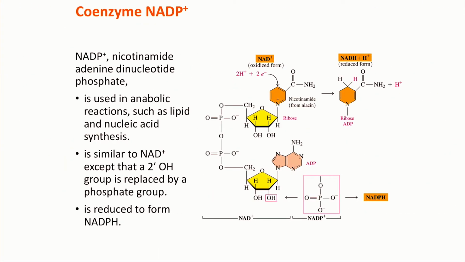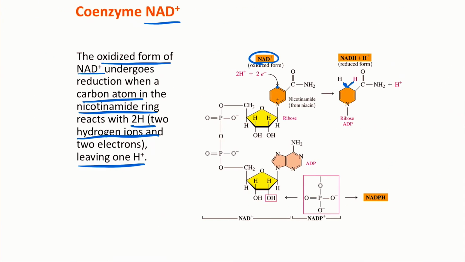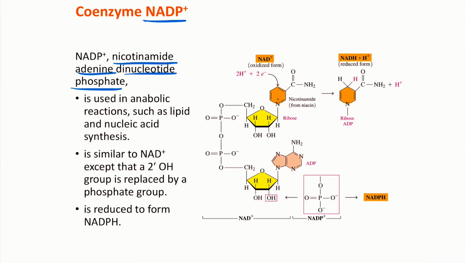Next you have NADP+. NADP+ is nicotinamide adenine dinucleotide phosphate. So the only addition here is that to the sugar you are adding an extra phosphate. This is commonly used in anabolic reactions, most commonly in lipid and nucleic acid synthesis. So it's similar to NAD+, except that the 2' OH group is replaced with a phosphate. NADP+ is the oxidized form, NADPH is the reduced form.